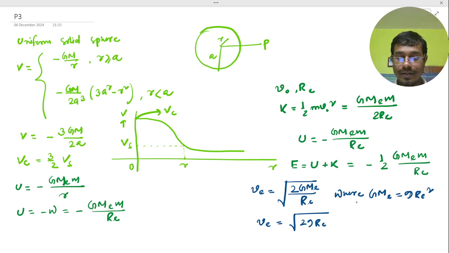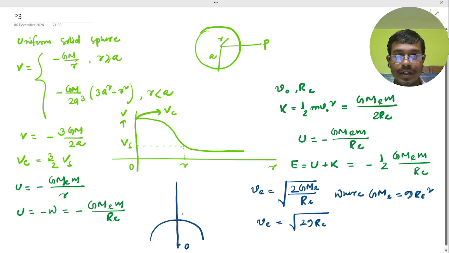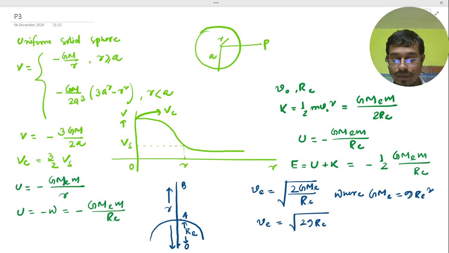And another thing, for the potential energy of a particle of mass m placed at a distance, the figure would look like this. Here this is the earth and this is a point. Here are points A and B, this one is R, the distance from the center, and Re would be this one. So this is the earth.